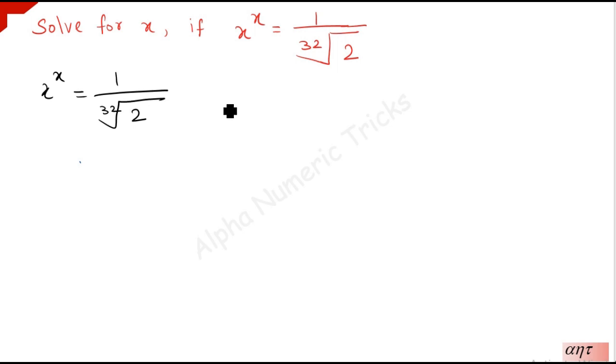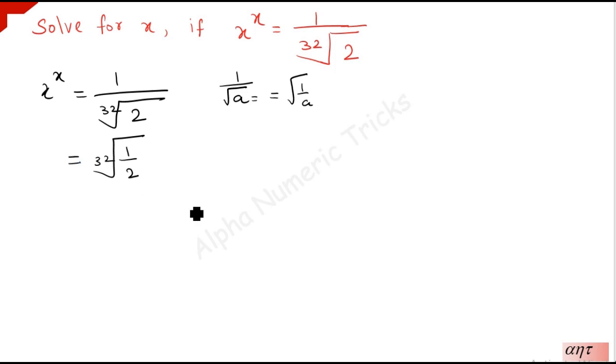You know that if 1 over root a is given, you can write this as the root of 1 over a, isn't it? So the same formula we apply here. This term is equal to the 32nd root of 1 over 2.